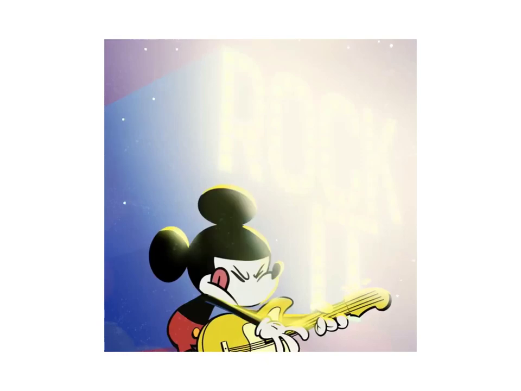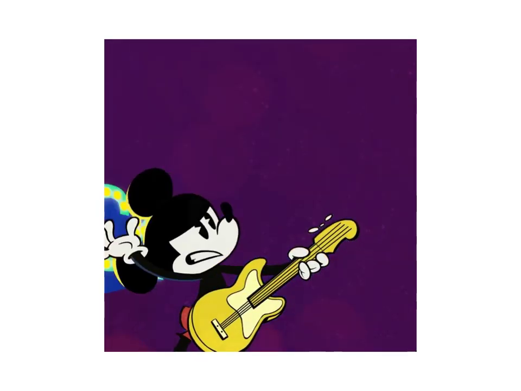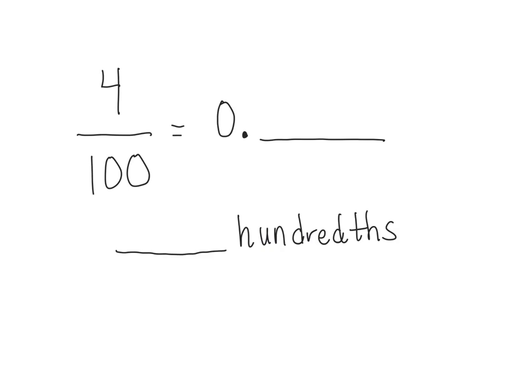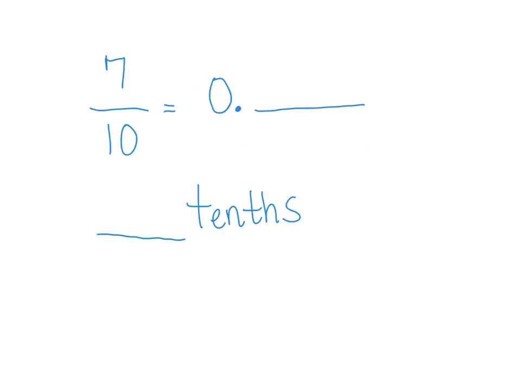All right, let's see if you can rock this assignment out. Good luck. Okay, the first problem tonight, 4/100. I want it in decimal form and then in unit form. 0.03, I would want that into a fraction and then into unit form. So take that decimal, turn it into a fraction, and give it to me in unit form. 7/10. I'm giving you as a fraction. I want you to give me the equivalent decimal to that, and then in unit form.